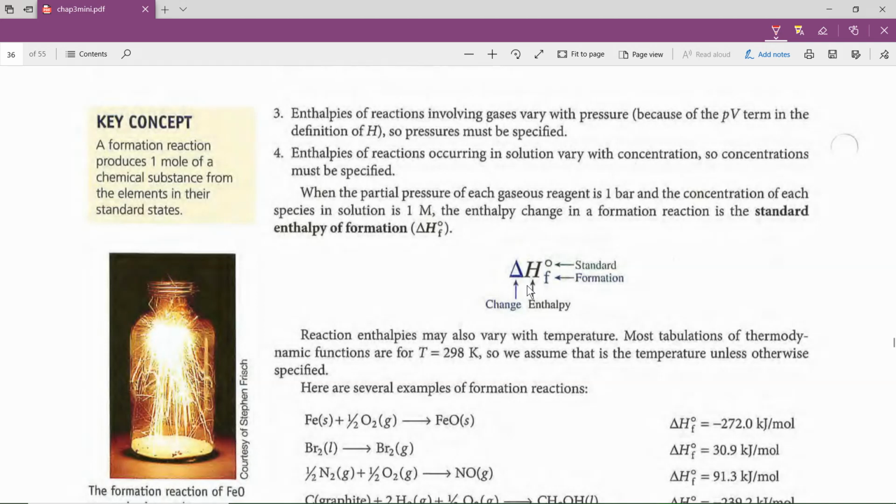Delta H naught F. Reaction enthalpies may also vary with temperature, but most tabulations are at 298 Kelvin. So we'll assume that temperature unless you're told something else.